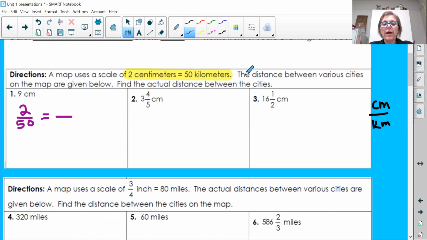Now 2 centimeters is 2 widths of my fingernail. So 2 centimeters is not that wide. But think about 50 kilometers. A kilometer is about half a mile. So there's no way this could fit on a table. 50 kilometers could not fit on a table. 2 centimeters could. So think of something fitting on a table. It's the model, and this is the actual out in the world, which you would have to drive your car for. So the distance between various cities on the map are given below. Find the actual distance between the cities. So we're looking for the actual. That means we are looking for K.